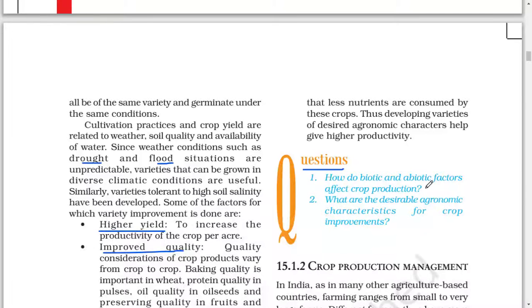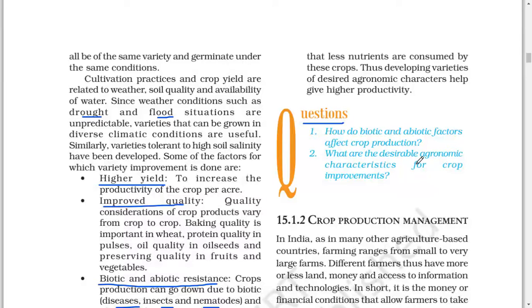Questions: 1. How do biotic and abiotic factors affect crop production? 2. What are the desirable agronomic characteristics for crop improvement? Comment on this.